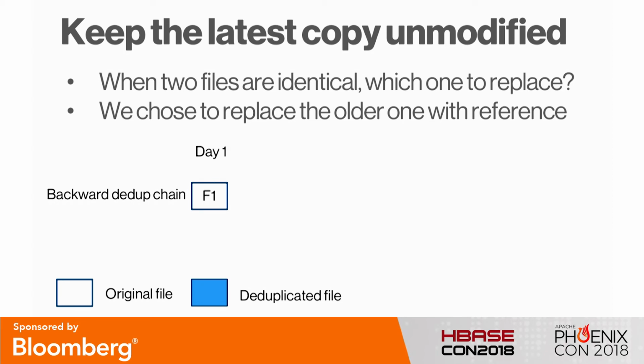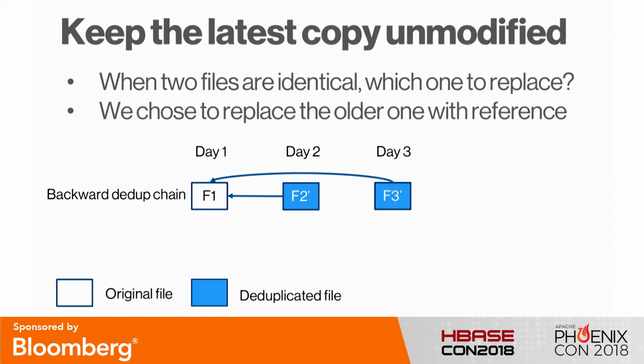The more intuitive approach is to keep the old file unmodified, since you don't need to touch old data and you only need to write new data. In this example, we call it a backward dedupe chain. Let's say we have backup data from day 1, day 2, and day 3. And these are all duplicate files.